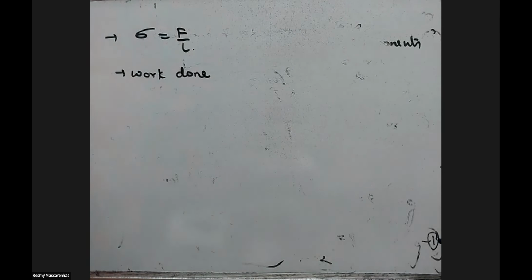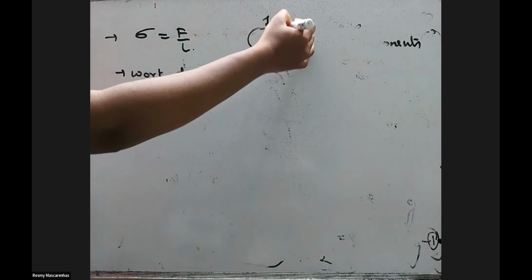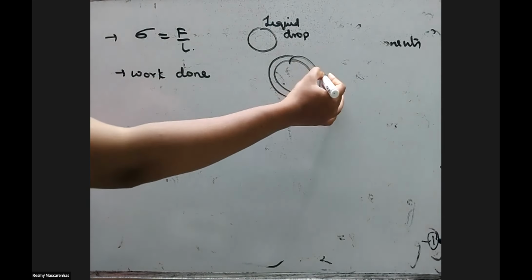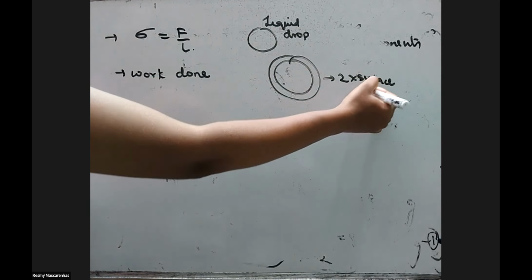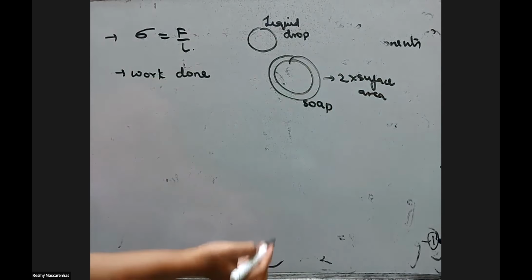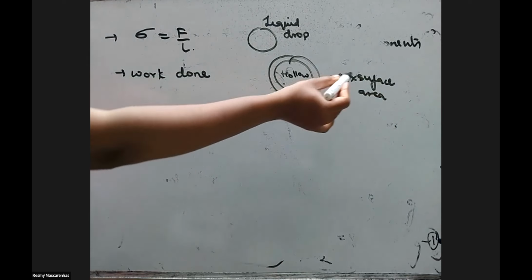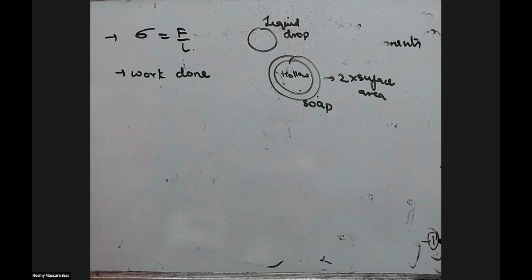Last time we had seen two types of drop. One was the liquid drop and the other one was the soap bubble. For a soap bubble, we have to use 2 times the surface area. Why? Because it is hollow inside. So whenever we are taking the surface area, we have to take the inner one also, the outer one also, 2 times.